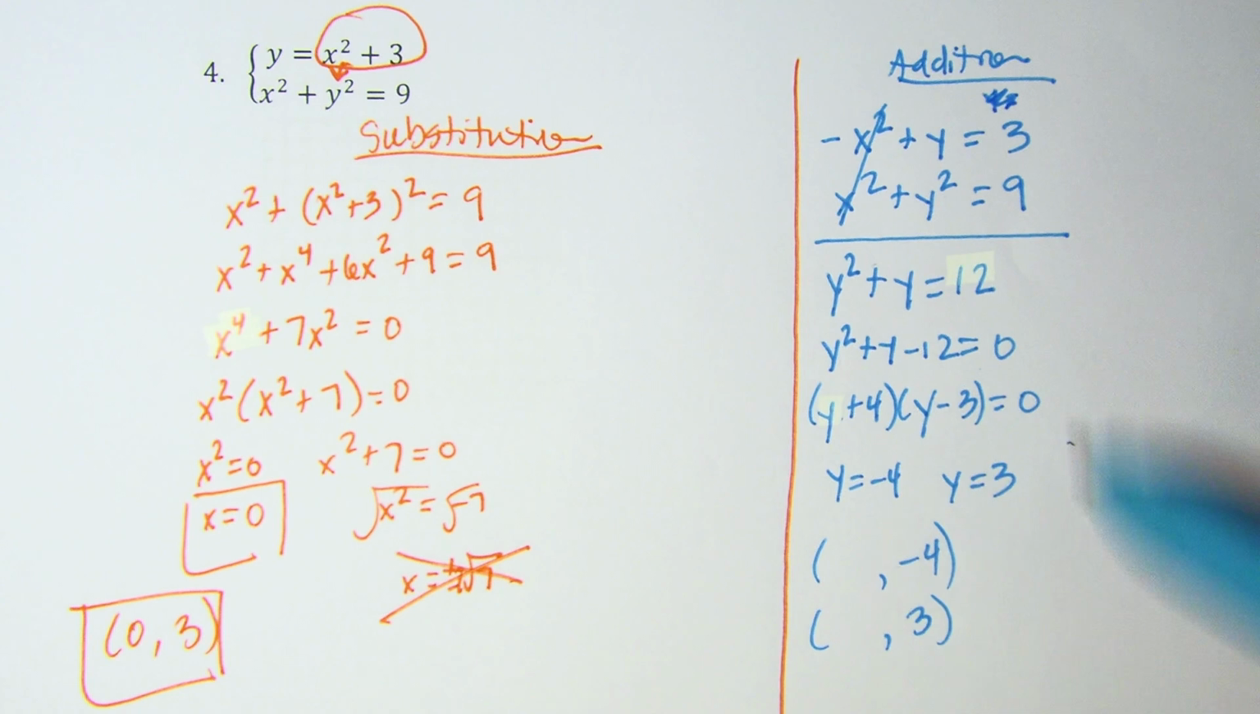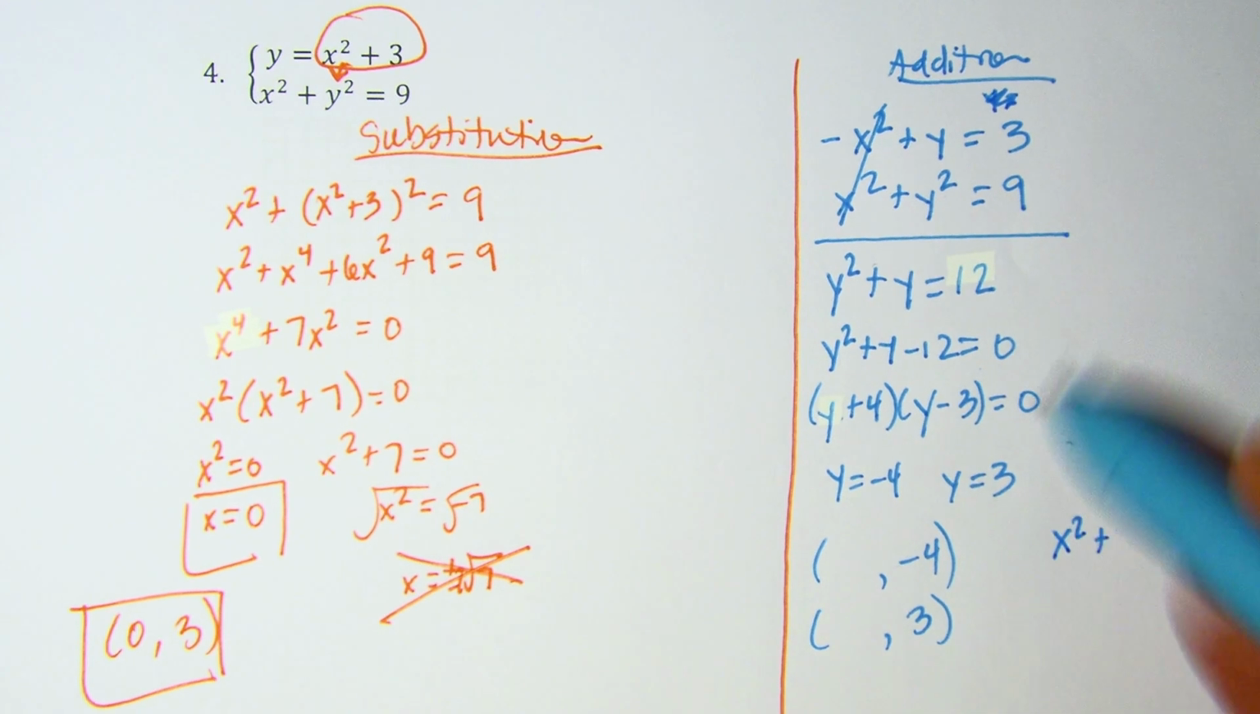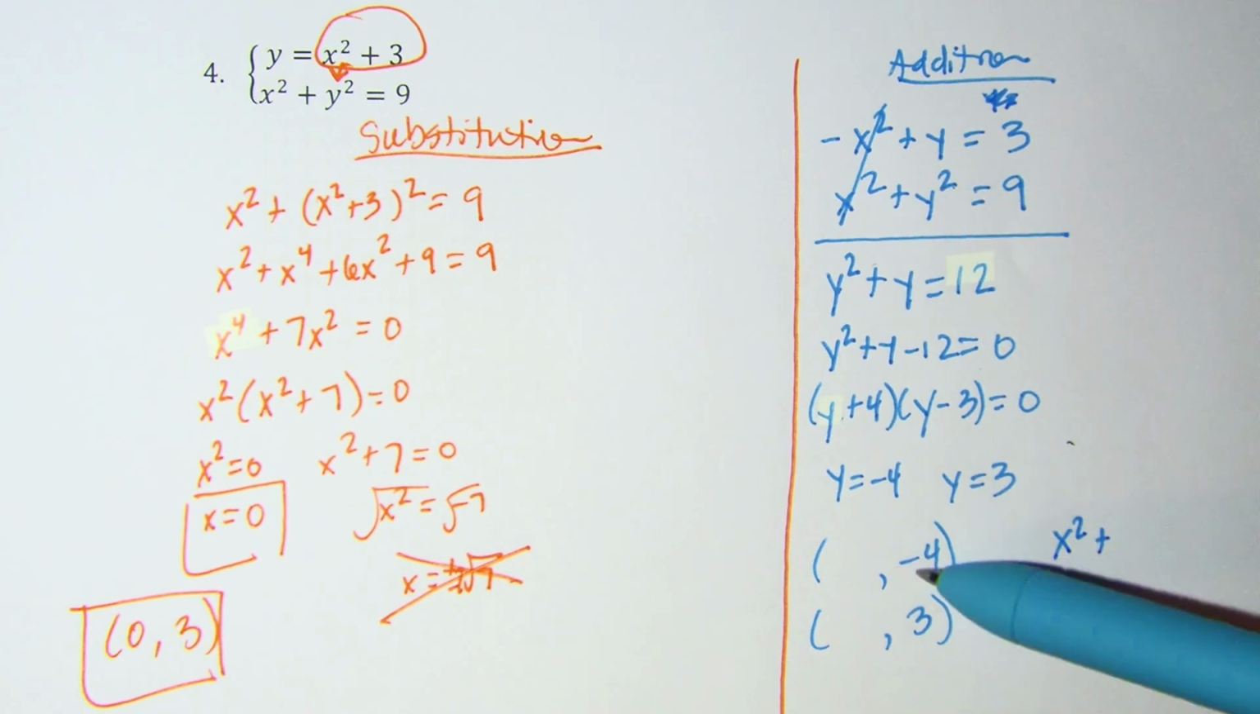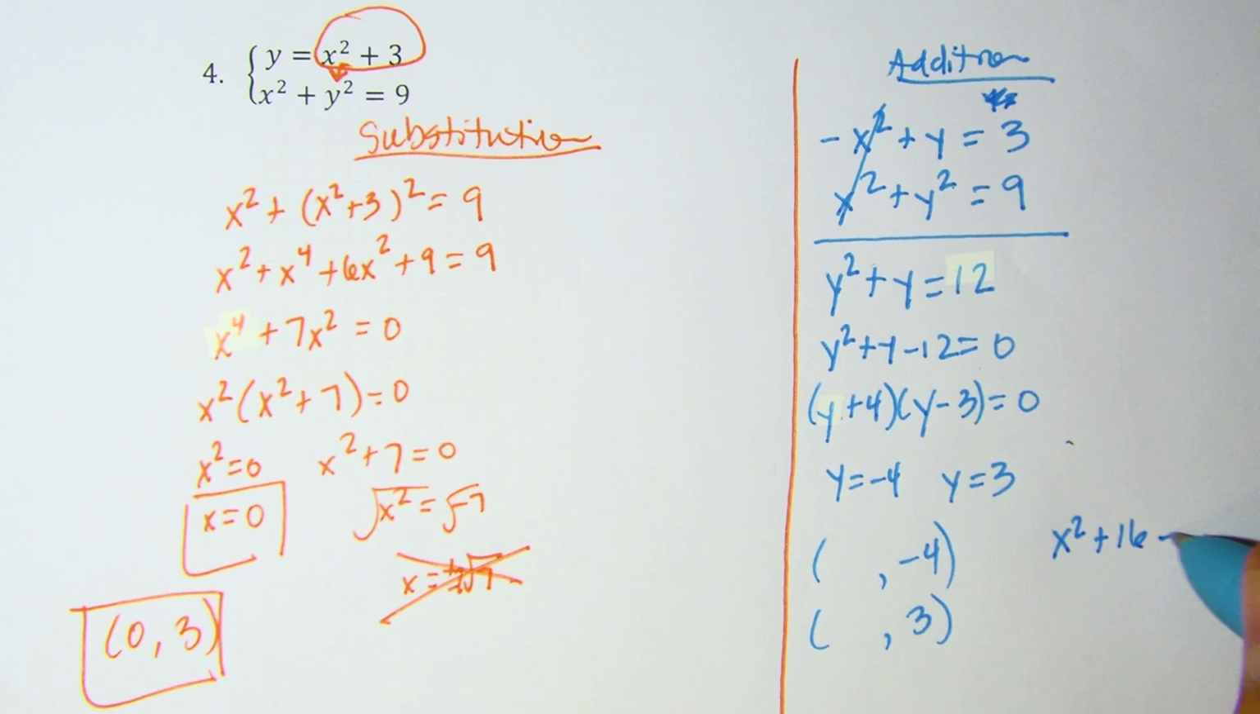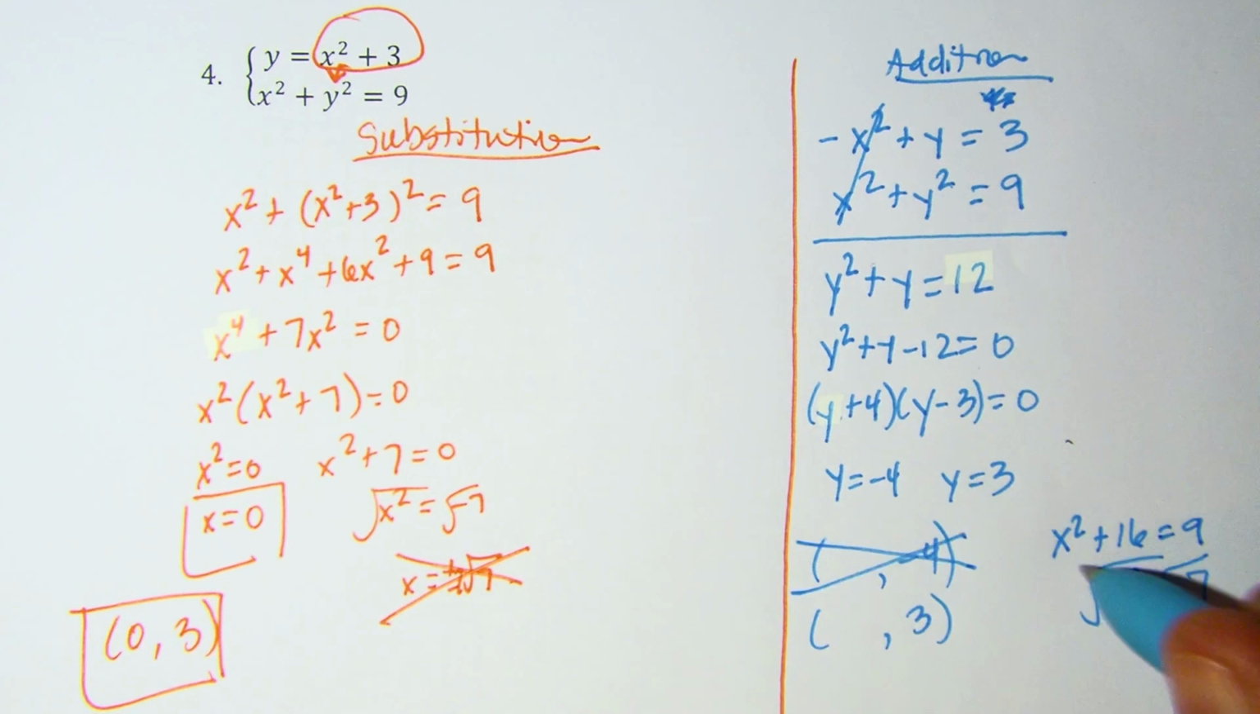So we plug in x squared plus y squared. Negative 4 squared is 16, so 16 plus x squared equals 9. Subtracting 16 from both sides, I get x squared equals negative 7. And the same thing happens, I would have those i's. So that can't give me a solution since that would be imaginary.